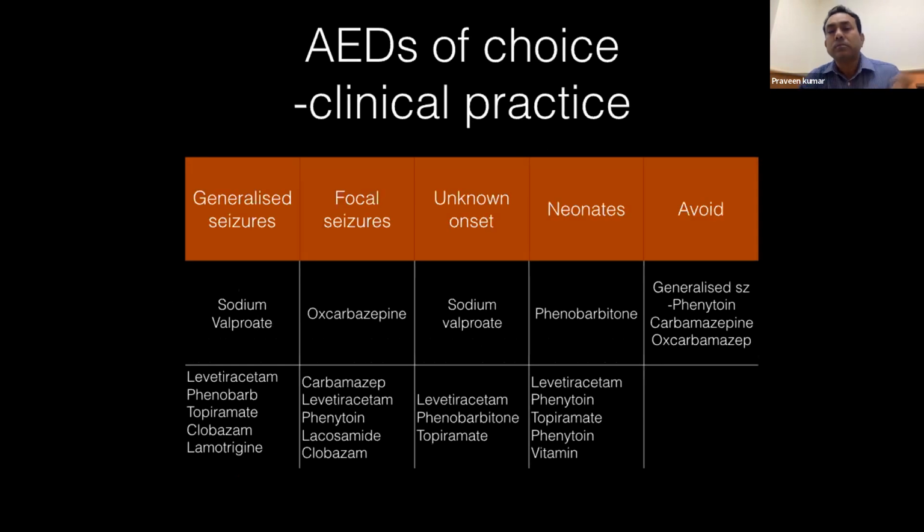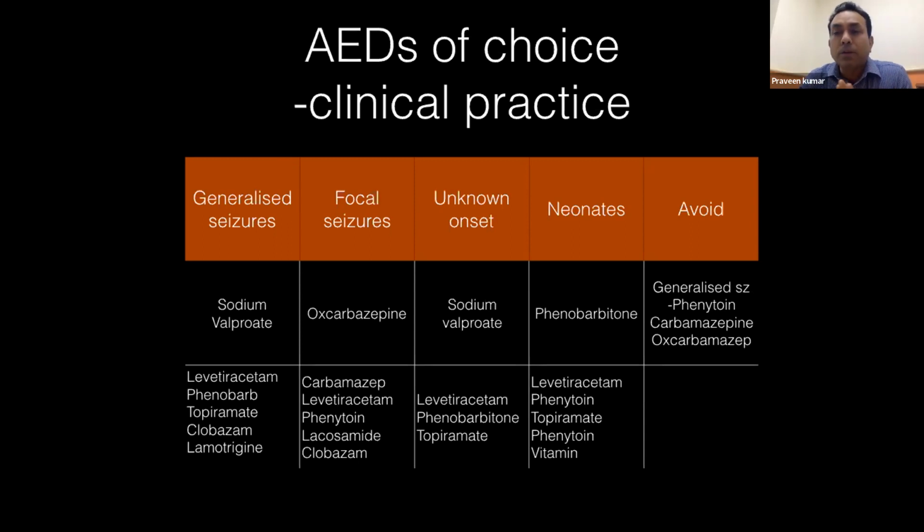In a nutshell, for generalized seizures the drug of choice is sodium valproate, and for focal it is still oxcarbazepine. You can think about lacosamide also, as I mentioned to you. I personally sometimes use lacosamide in preference to oxcarbazepine. For unknown onset, sodium valproate is a time-tested medication, especially if the child is more than 2 years of age and you are sure that it's not a metabolic or mitochondrial kind of pathology.